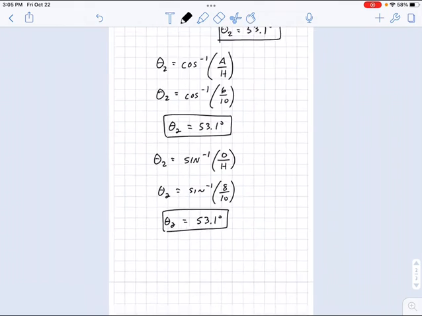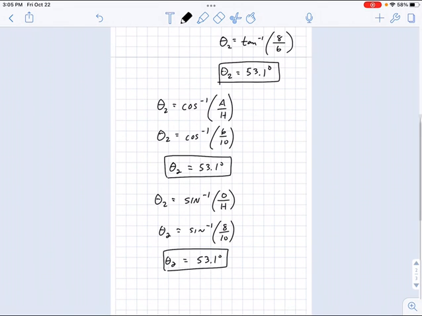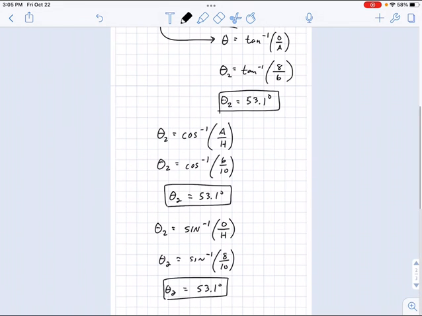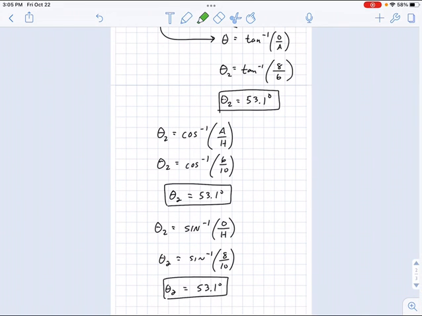So notice, you might be saying, why did he do it 3 different ways? Well, that's just to demonstrate it doesn't matter which sides of the triangle you use. You just have to be careful that when you're using tangent, you're using the opposite over the adjacent. When you're using cosine, you use the ratio of the adjacent side to the hypotenuse. And when you're using inverse sine, use the ratio of the opposite to the hypotenuse.